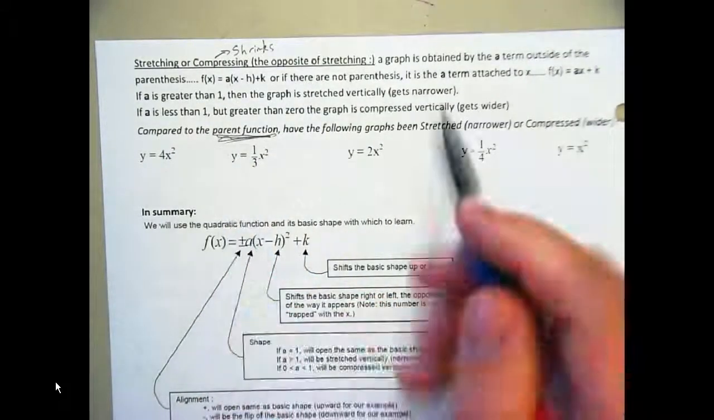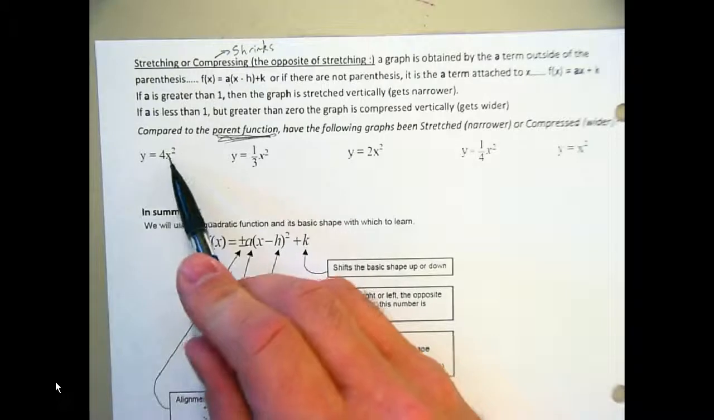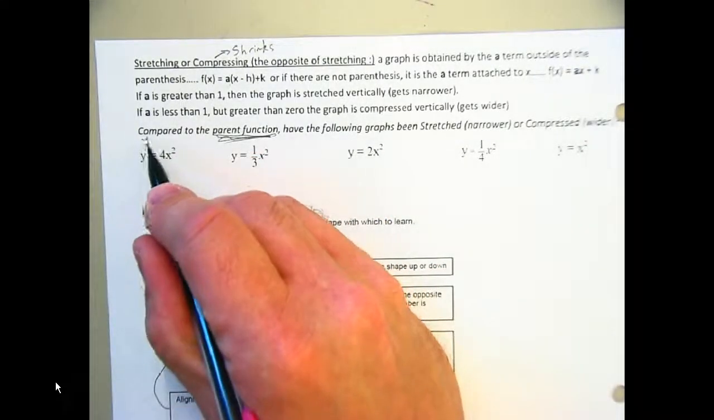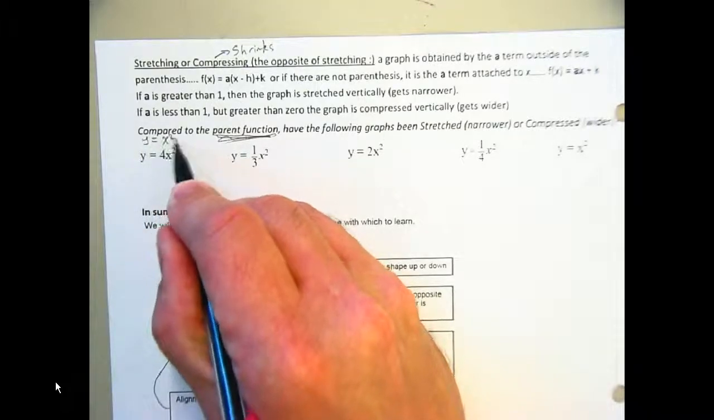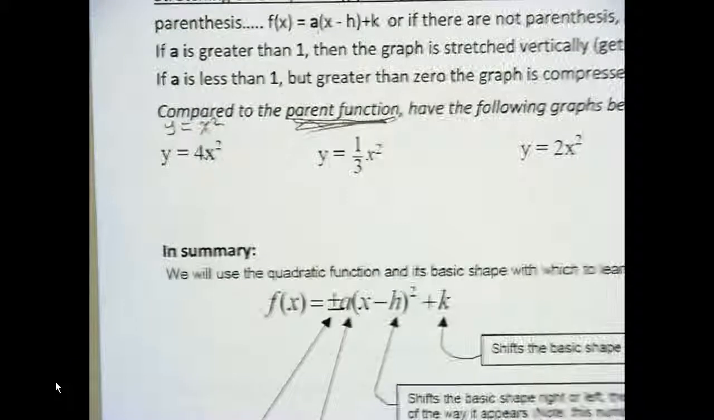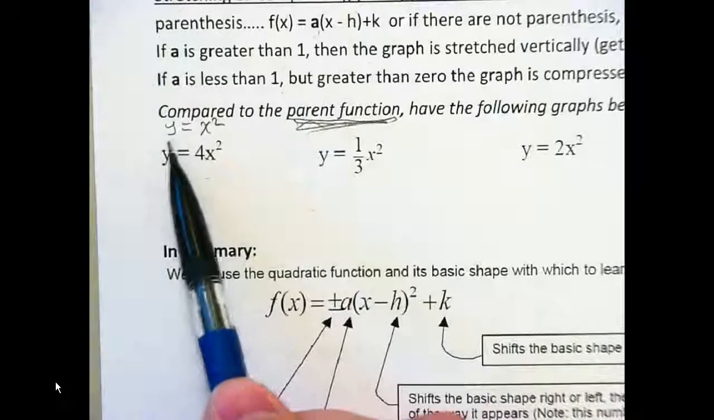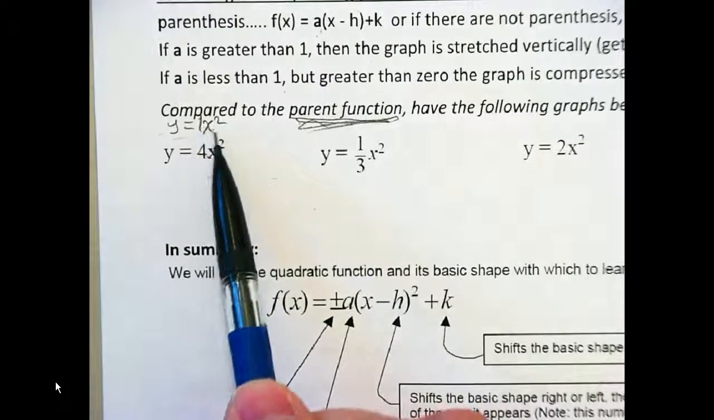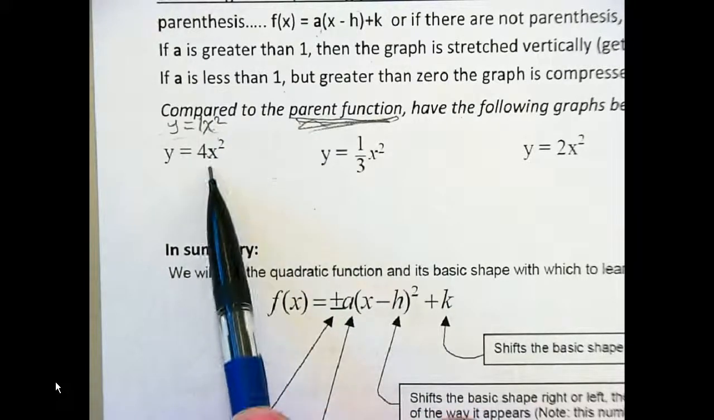Parent function is what it would be when you have a 1 in front. So like the parent function of 4x squared is y equals x squared. What's my a term in x squared? Nope. What's the a term for this one right here? 1. It's 1. So compared to that, which we call our parent function, what happens here?